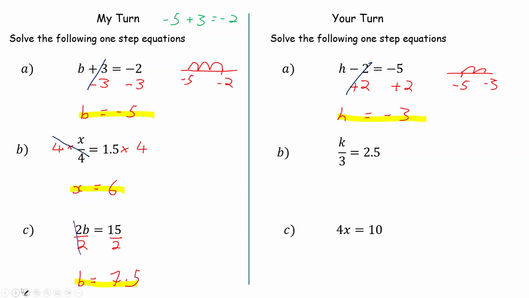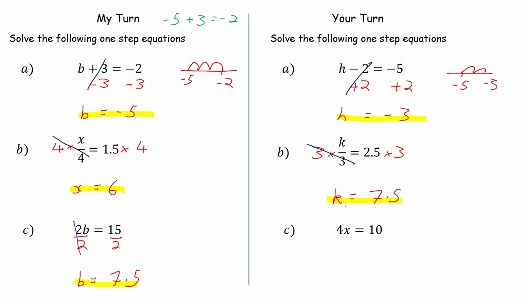There is your answer. Question B. We've got k divided by 3 is 2.5. Again, we had k, we divided by 3. To untie that knot, we do the opposite. The opposite of dividing by 3 is to multiply by 3, and I must do it to both sides of that equation. Now these cancel because they're opposite operations, inverse functions. You're left over with k, which is good. k is equal to 2.5 times 3, which is equal to 7.5. Again, you can check your answer by putting it back into the equation. 7.5 divided by 3 is indeed 2.5.